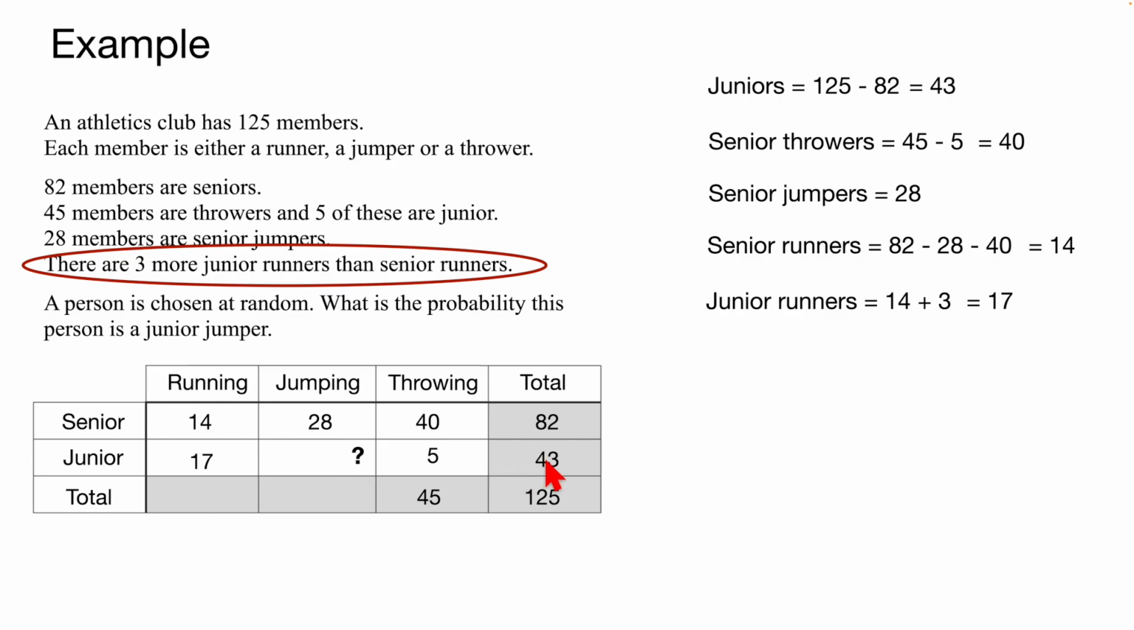The total of juniors is 43. We've got 5 there and we've got 17 there. So 43 minus 17 minus 5 equals 21. That's the number we're looking for.